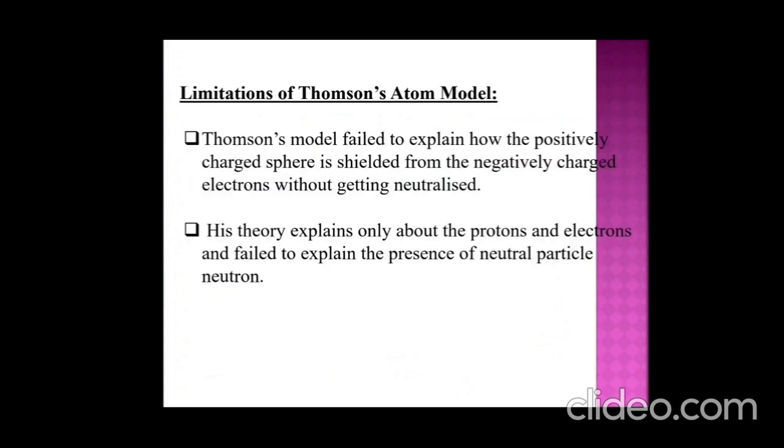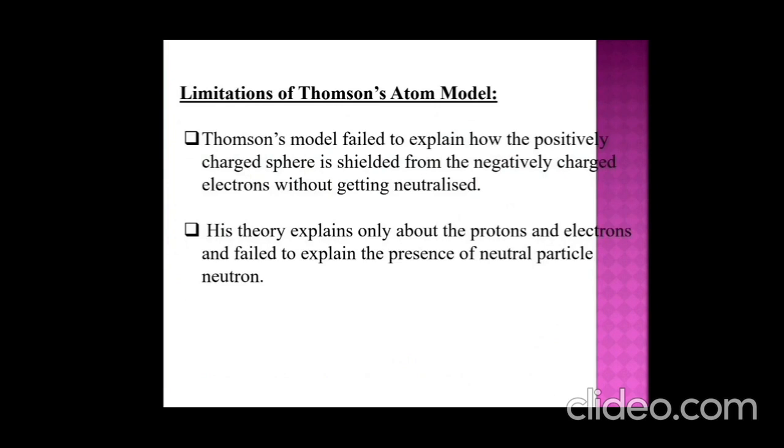Let us see the limitations of Thomson's atom model. His theory failed to explain how the positively charged sphere is shielded from the negatively charged electrons without getting neutralized. Secondly, his theory does not explain the neutron.